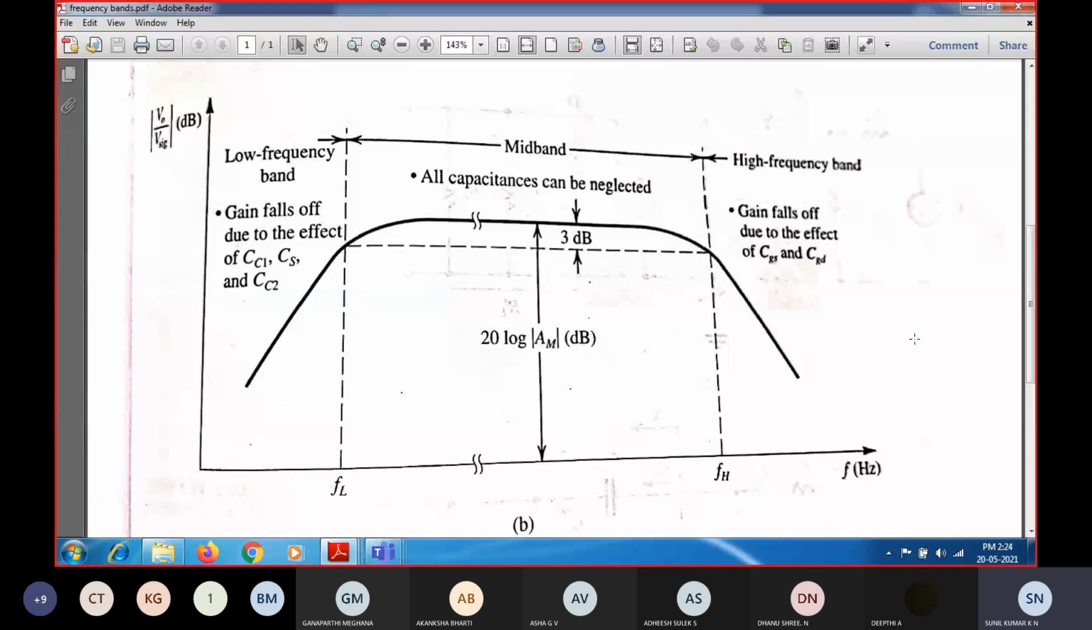Why is it dependent on frequency? Because there are certain cases because of which the amplifier gain will not be constant. The gain has a roll-off at the lower frequency, and as you look carefully at the output, there is also a roll-off at high frequency. So there is roll-off at high frequency as well as low frequency.